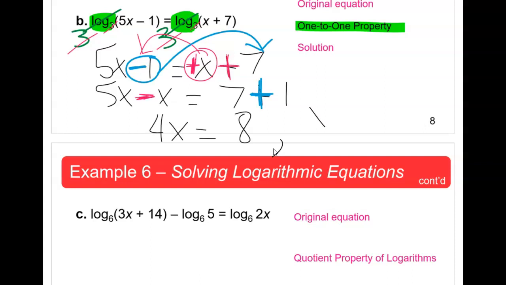And to solve for x, we have 8. We're going to divide by 4 because the 4 is multiplying x, and that will give me x is equal to 2. And so we're great there.